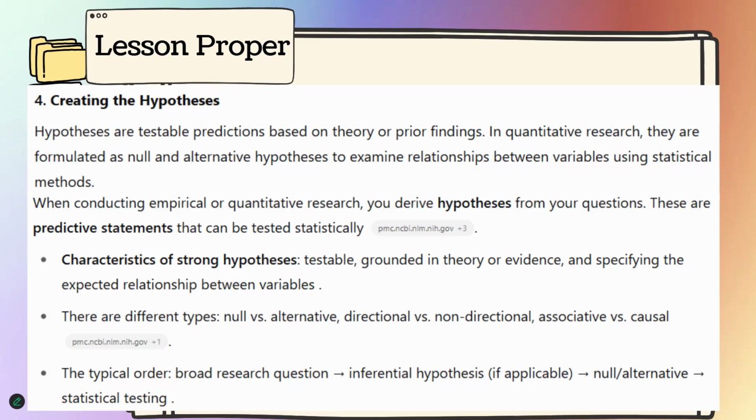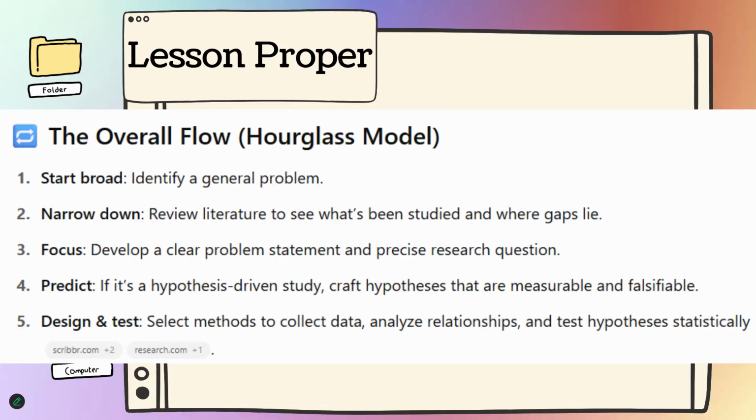So now let's have the overall flow or the hourglass model of the research process. The first one is you must start broad. You will identify a general problem. And then number two, you will narrow down. You will review literature to see what's been studied and where gaps lie.